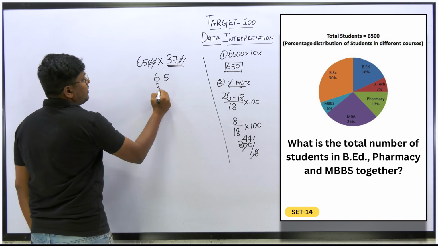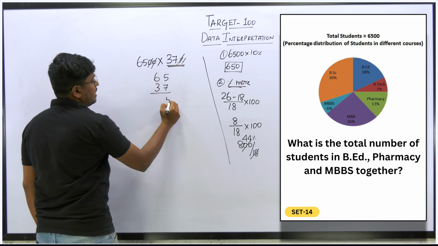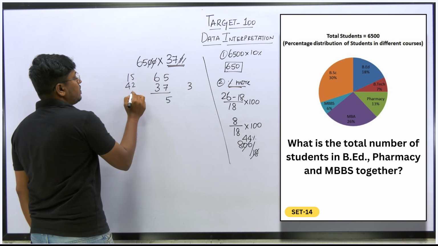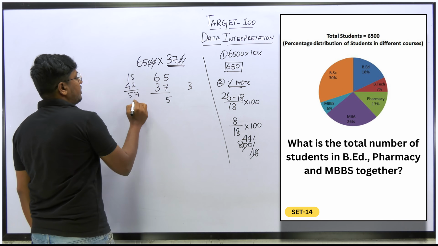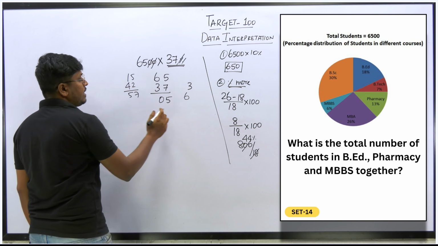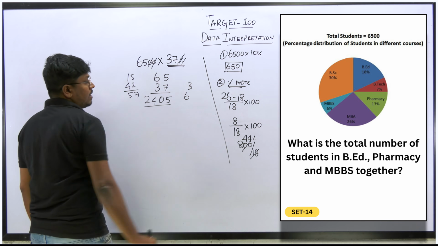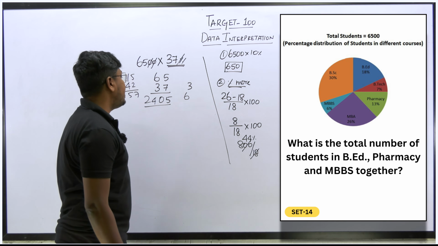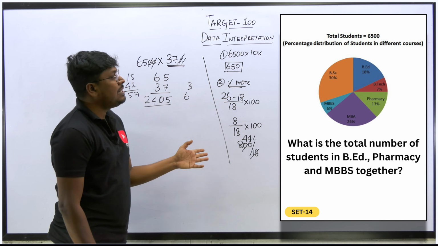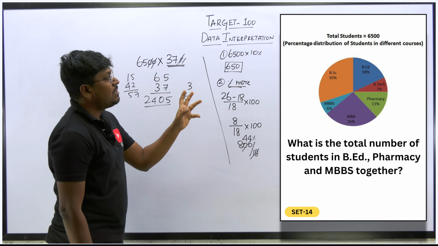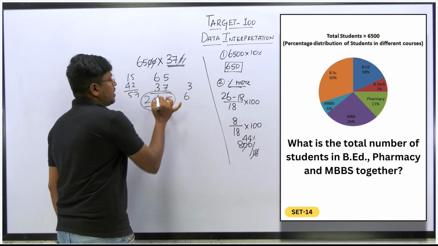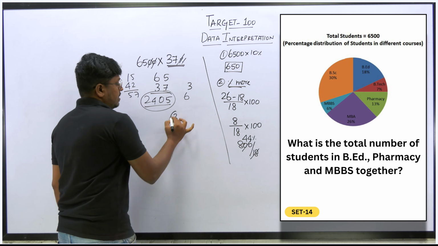So 65 into 37. 7 5s are 35, 3. So 15, 42, 57, 60. So the remaining will be 6. 6 3s are 18, 18, 24, 2405. So 2405 will be the total number of students studying in all 3 subjects, that is B.Ed, pharmacy and MBBS together. So according to the given question, we found the total number of students, right?